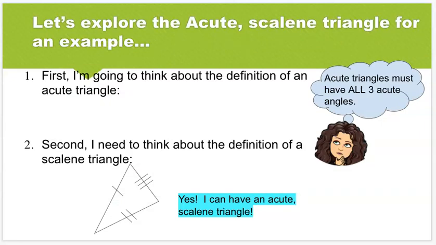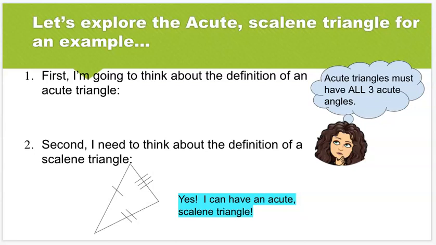So if we look at, for example, an acute scalene triangle, first I'm going to think about the definition of an acute triangle. Acute triangles, all 3 angles have to be acute. Second, I need to think about the definition for a scalene triangle. That's all the sides have to have different lengths. So I drew a picture and used the proper geometry notation. So I can tell that this side length and this side length are different. And all 3 of these angles are definitely less than 90 degrees. So this is an example of an acute scalene triangle.